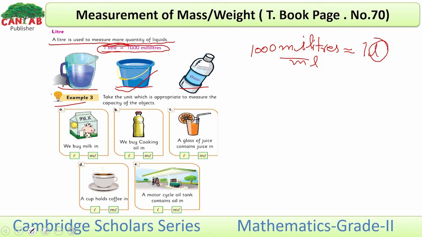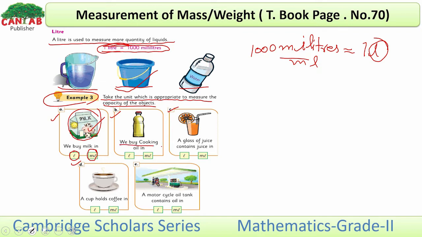At the end, look at the example number 3. Take the unit which is appropriate to measure the capacity of the objects. Look at these objects in part A, B, C, D, E. How much milk in what unit? The quantity or the capacity of the milk pack can be measured in ml or liters. We can measure the capacity of this milk box in milliliter.